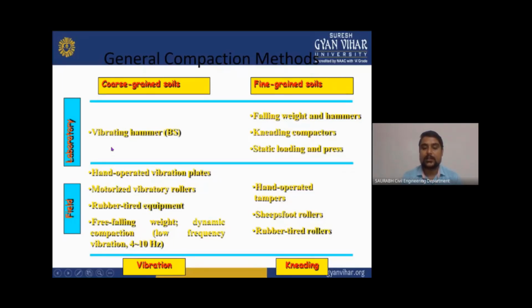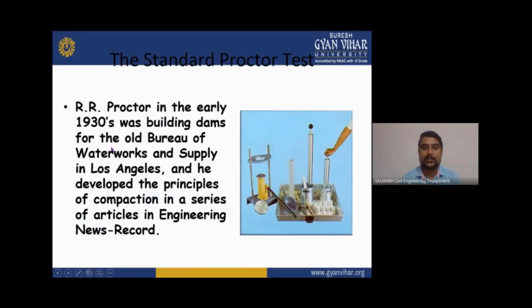Rubber tire roller, this is also used for soil compaction. And the standard Proctor test, first we will see how we will conduct the standard Proctor test. As you can see, R.R. Proctor in the early 1930s was building a dam for the old Bureau of Water Works and Supply in Los Angeles. And he developed the principle of compaction in a series of articles in Engineering News Record.